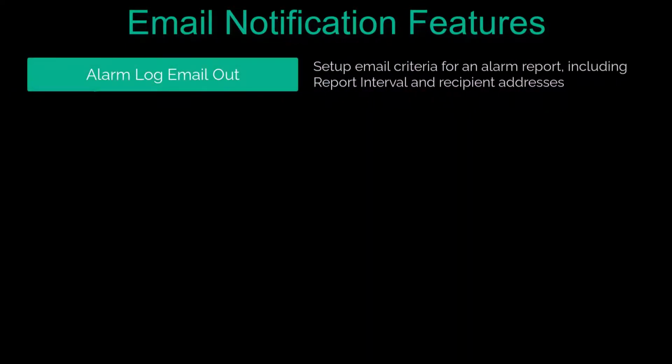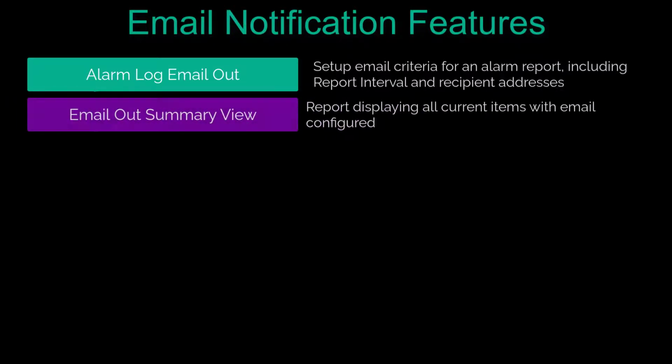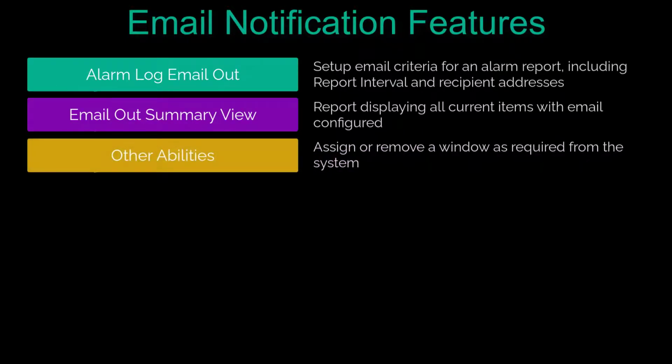Alarm log email out. On the alarm state viewer, you can now set up email criteria to send for an alarm report, including report interval and the addresses who will get the report. Email out summary view. A report that displays all current items with email configured. Other abilities. Assign or remove a window as required from the system.